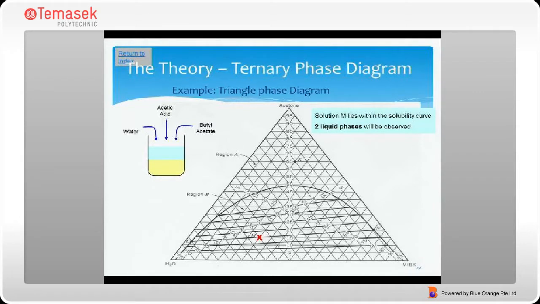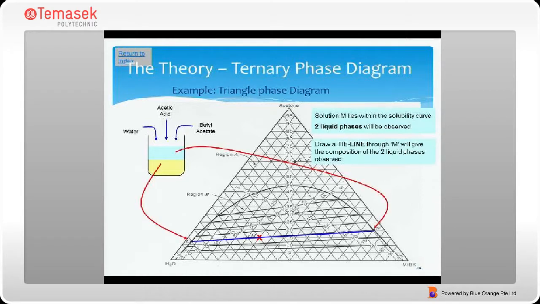First, we indicate our initial solution composition we added into our beaker on the graph. Consider point M. We know that we will observe two liquid phases within the beaker, as point M lies within region B. The concentrations of the two liquid phases can be determined by drawing a tie line through M until it touches the curve at L and N.